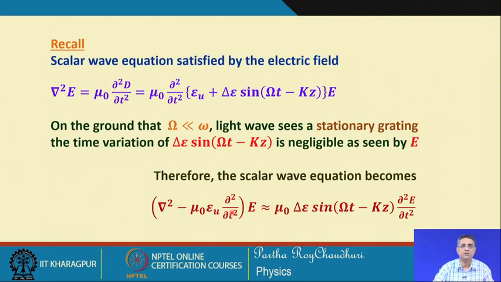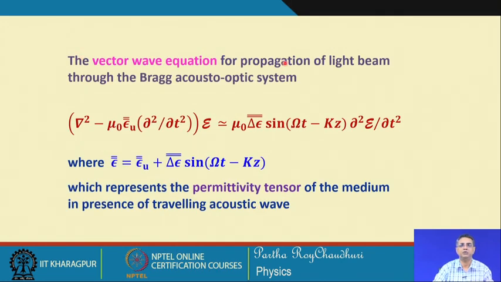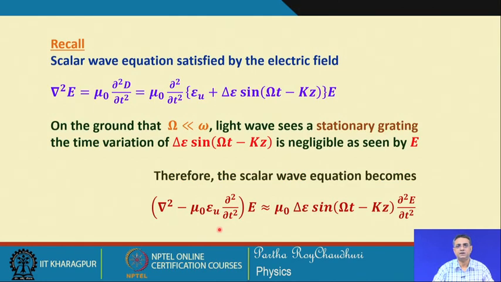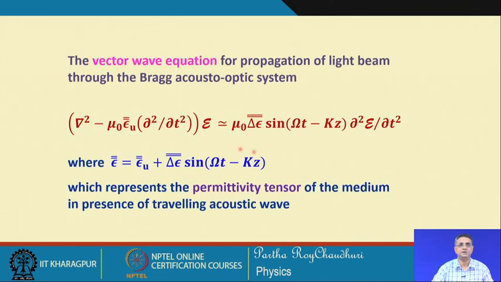So, this is the reduced form of the wave equation which we used in the scalar wave equation formulation. This is the same equation, but now we will consider this equation as a rigorous vectorial wave equation. So, the vector wave equation for the propagation of the light beam through this Bragg acousto-optic system will be represented by this, which is similar to this equation. You can see this del square and mu naught epsilon unperturbed epsilon and this relation which appears here, but here it is the tensor and delta E, that is again the permittivity change tensor. So, this is the form of the vector wave equation where E is the electric field vector now, and this total permittivity is equal to this unperturbed permittivity tensor plus this change in permittivity. So, which represents the permittivity tensor of the medium in presence of the traveling acoustic wave. So, this is the total change.